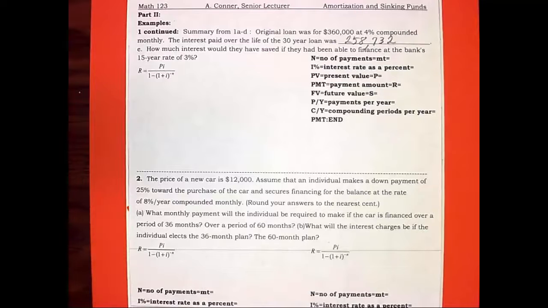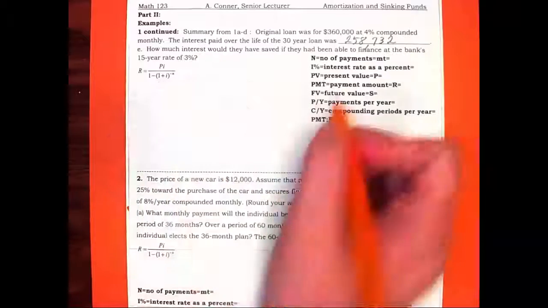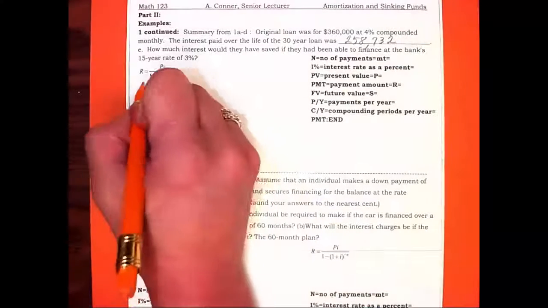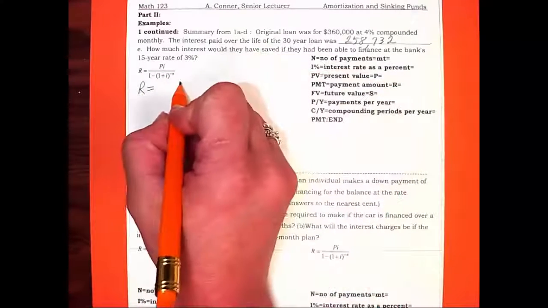And this is actually something that happens, so it's always a good idea to check it out and see if you can make it happen. All right, so let's use the formula first, and then we'll use this over here. So again, R is equal to, let's see what our payments are going to look like.